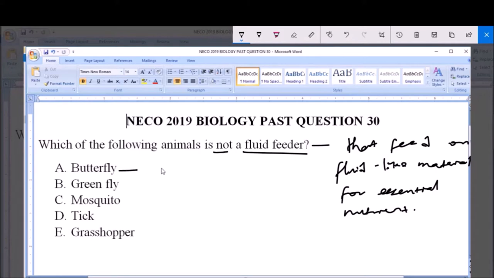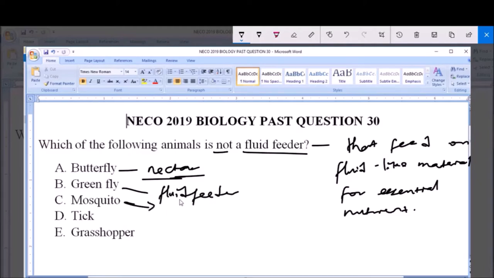Now, option A says butterfly. Butterfly is a fluid feeder because it sucks the nectar present in flowers. You notice that butterflies are always found near flowering plants. This is because they feed on the nectar of these flowering plants. Likewise, the green fly also is a fluid feeder.